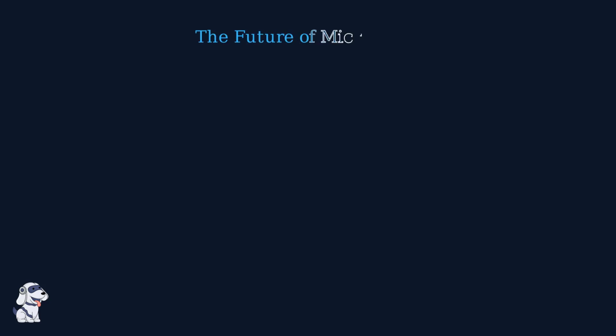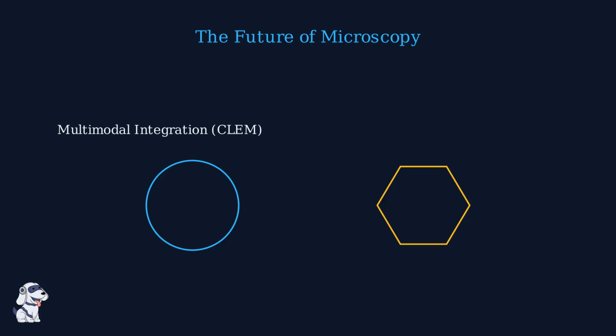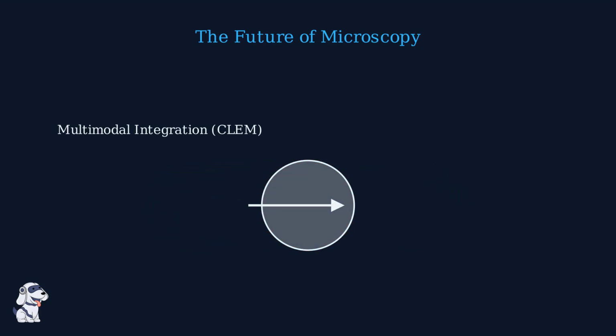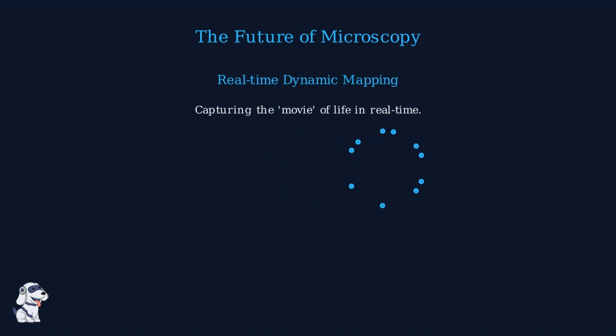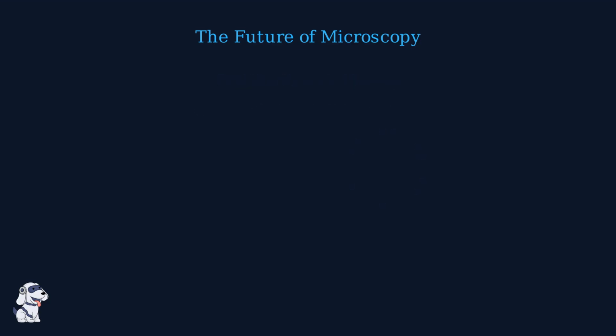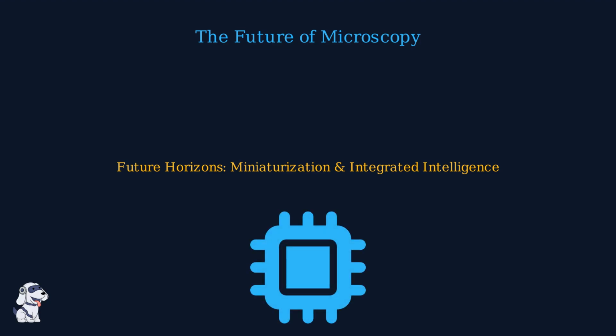The future of microscopy is shifting from static observation to real-time dynamic mapping and multimodal integration. Correlative light and electron microscopy, or CLEM, combines the specific labeling capabilities of light microscopy with the high-resolution structural details of electron imaging. We are moving beyond snapshots of dead cells. Real-time dynamic mapping allows us to observe molecular interactions as they occur within living, complex systems. The next decade will see lab-on-a-chip portability and AI-driven image analysis, making powerful diagnostics accessible everywhere.